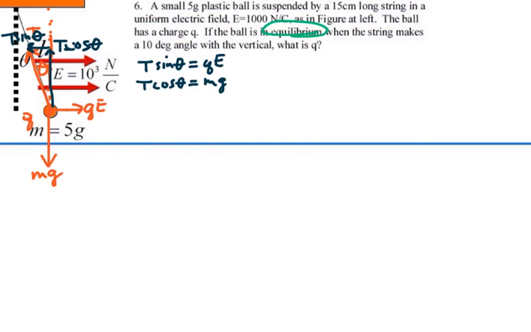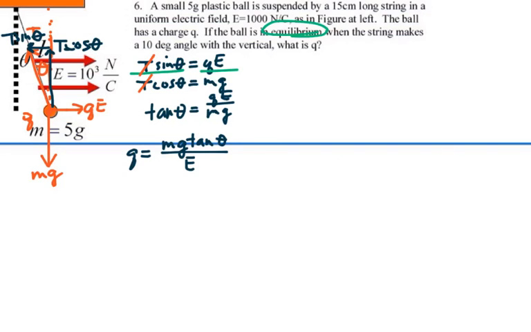Well, if I look at this, if I divide the left-hand side and the right-hand side by equal amounts, the T's will cancel out on the left-hand side, and I'll be left with sine over cosine, which will give me that the tangent of theta is equal to QE divided by mg. Let's solve this for Q, and we would have that Q is equal to mg tangent theta divided by E.